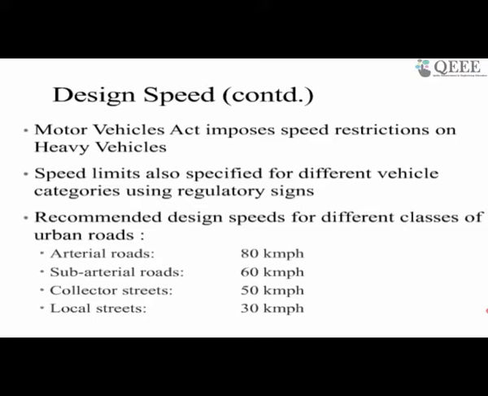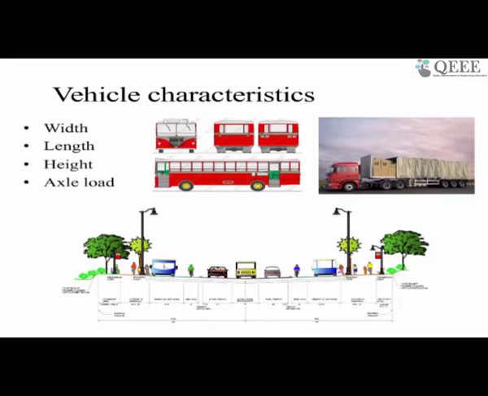Then in the urban setup, the speed limit is like this. The arterial will have 80 kmph, subarterial will have 60, collector streets will have 50 kmph, and local streets will have 30 kmph. So these are the speeds. Based on that, we will be going into the design. Another question came up: does climate condition affect geometric design? We'll see. We have consideration regarding that.